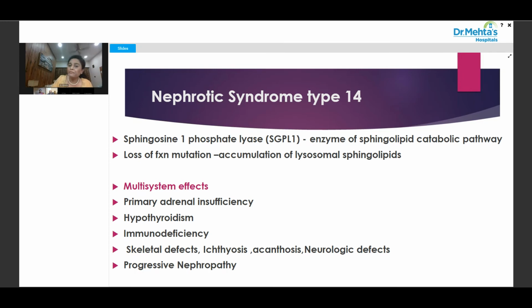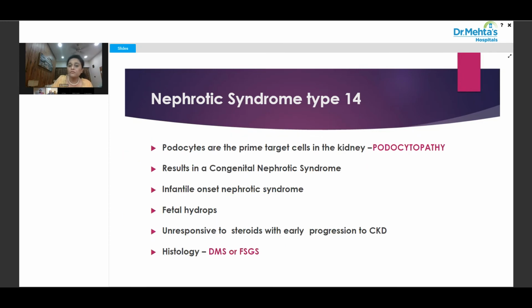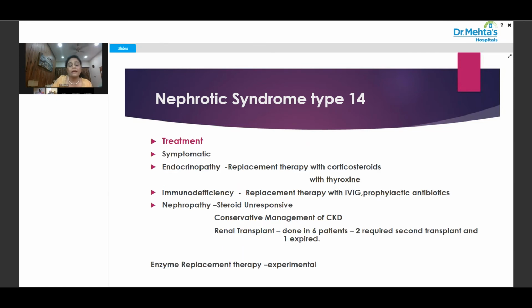The prime target organs in such patients are the podocytes, and they can cause a congenital nephrotic syndrome, infantile onset nephrotic syndrome, or even afflict the child while still in utero, causing fetal hydrops. Obviously, these patients are unresponsive to steroids as it's a genetic podocytopathy, and they show early progression to CKD. Histology may be DMS, diffuse mesangial sclerosis, or FSGS. So this child was given symptomatic therapy. For the endocrinopathy, he was given replacement therapy with steroids and thyroxine.